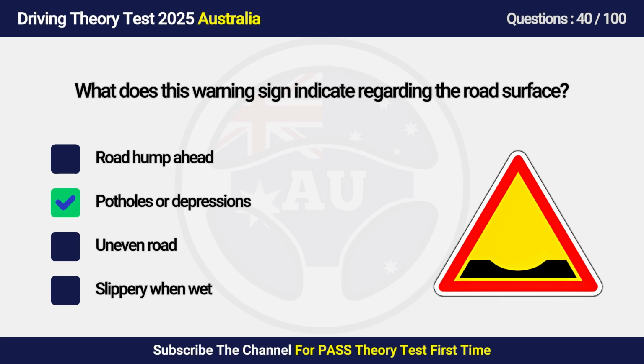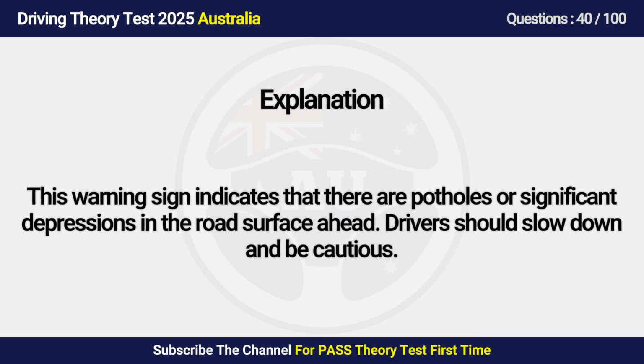Answers is B. Or depressions. This warning sign indicates that there are potholes or significant depressions in the road surface ahead. Drivers should slow down and be cautious.